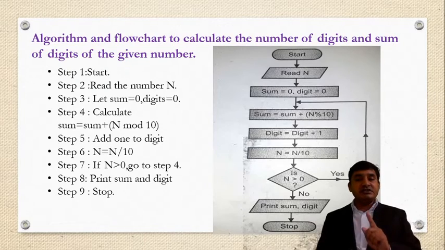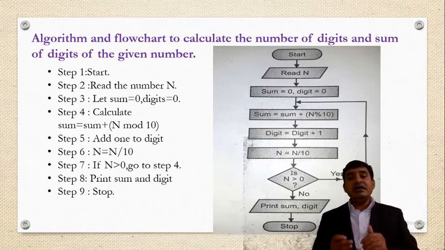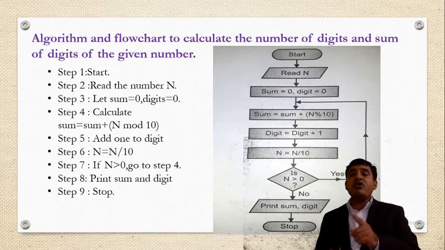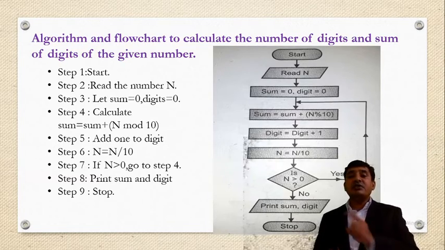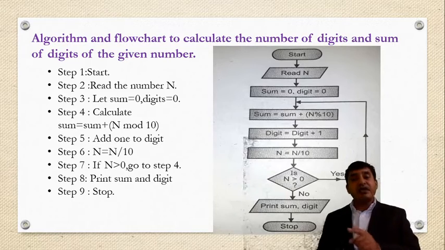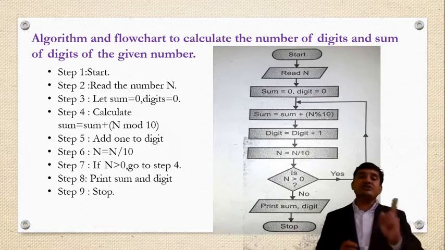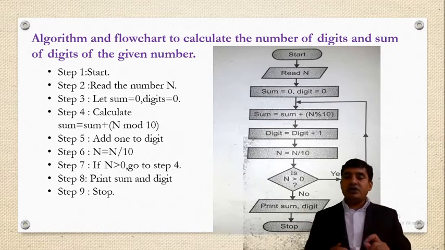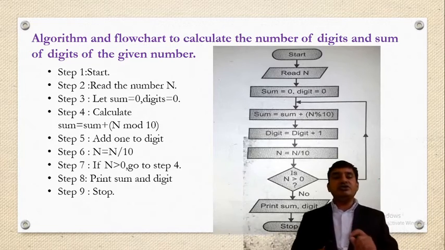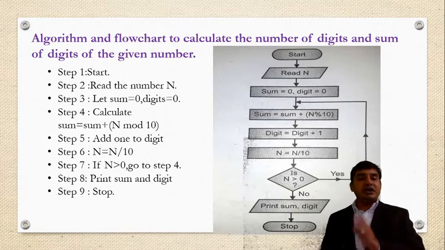Okay, that is, n is divided by 10 and n mod 10 means the remainder. Okay, n is divided by 10 and that remainder is added to the sum, which is considered as the sum. Okay, now digit is incremented by 1, so that digit is equal to digit plus 1. Now n is equal to n divided by 10.